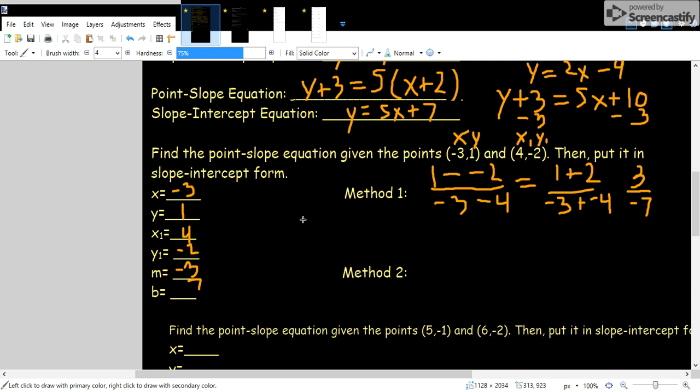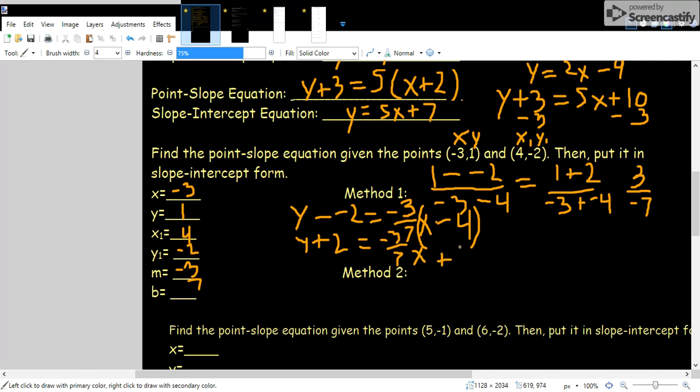So method 1 of finding b, you would put it in point slope form first, and then turn it into slope intercept. So we've set up our point slope equation. We have y plus 2 equals negative 3 over 7 x plus 12 over 7. And then we'll subtract 2 from both sides of the equal sign. So 12 sevenths minus 2 is the same thing as 12 sevenths minus 14 over 7. So that's negative 2 sevenths. So your b would be negative 2 sevenths.